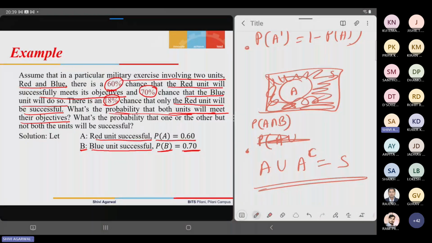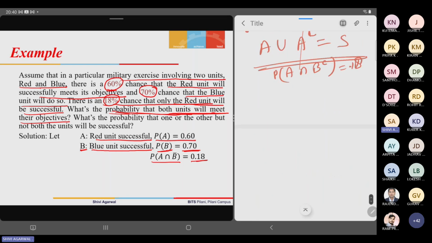Okay. Now what is given here? Probability of A intersection B complement is 0.18, because it is given that there is an 18% chance that only the red unit, not the B unit, is successful. So A intersection B complement has probability 0.18. By Venn diagram, we have to find the probability of A intersection B.